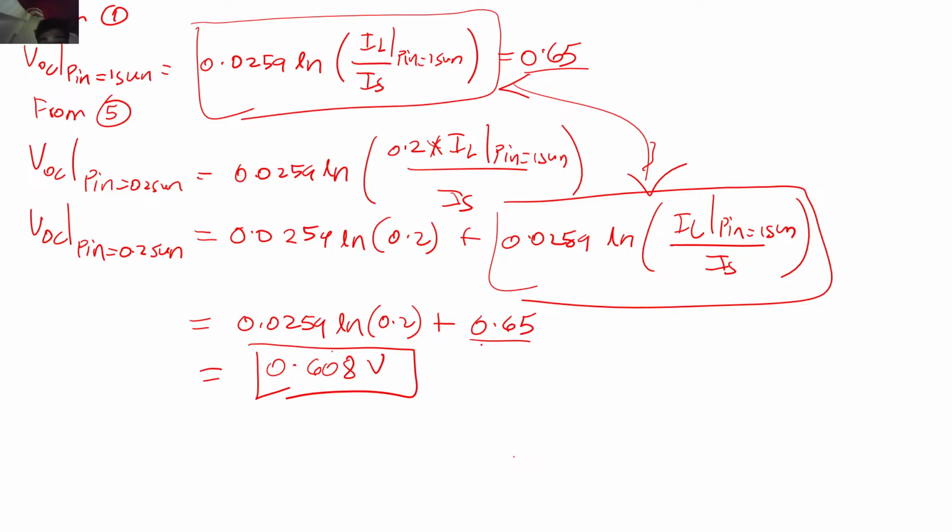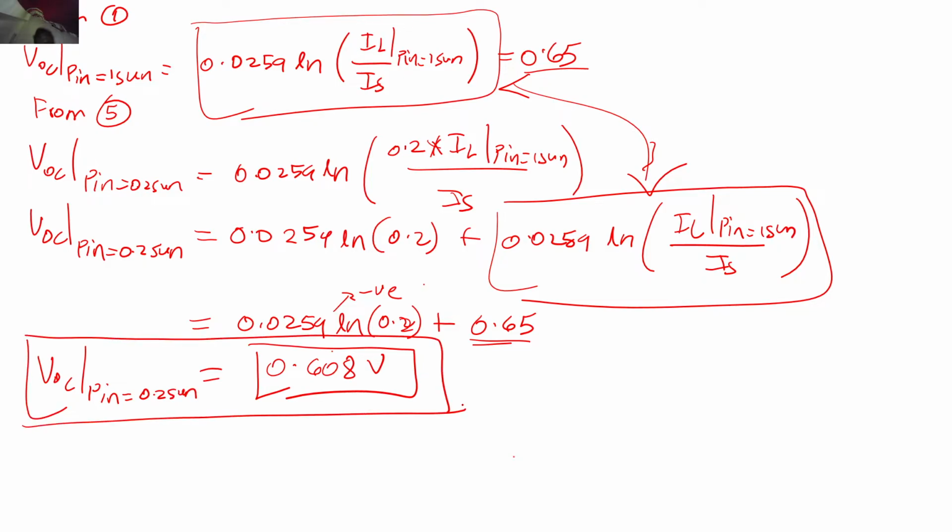And why will it be less than 0.65? Because you have ln 0.2 over here, so this will be a negative term, right? So this is the open circuit voltage when the intensity is 0.2 sun, right? So this is the answer.